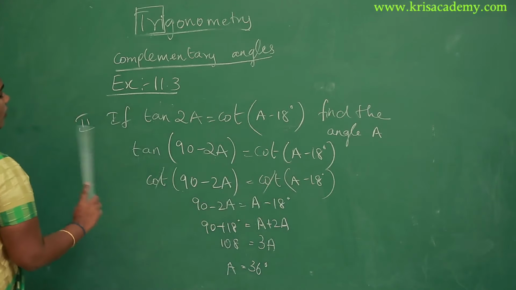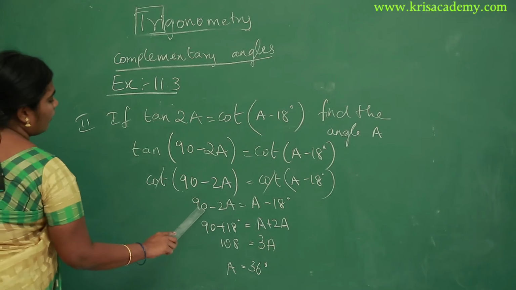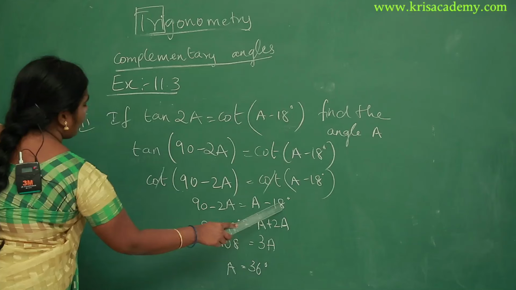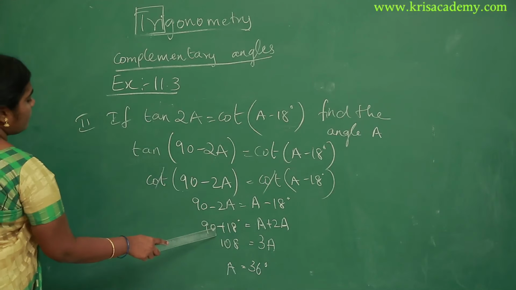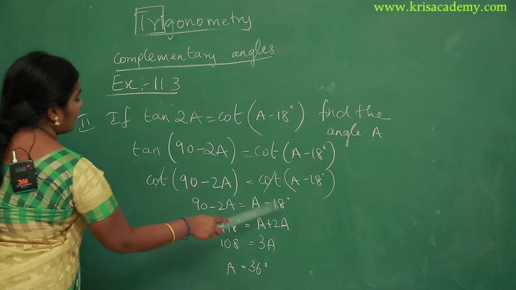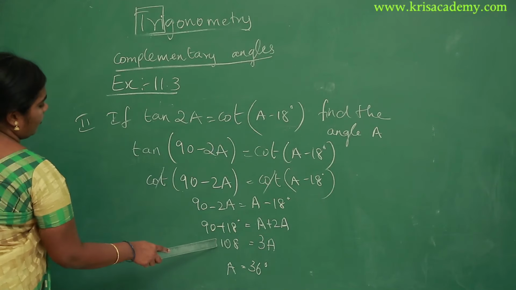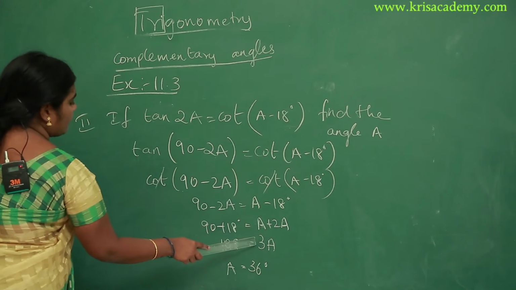Both the sides cot will get cancelled. So 90 minus 2a is equal to a minus 18. Minus 18 brought to this side becomes plus 18. Minus 2a will go to that side and becomes plus 2a. 90 plus 18 is 108. A plus 2a is 3a.